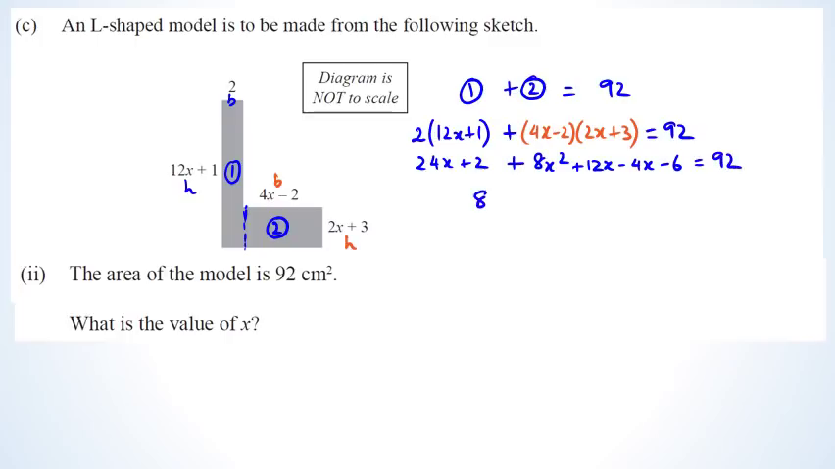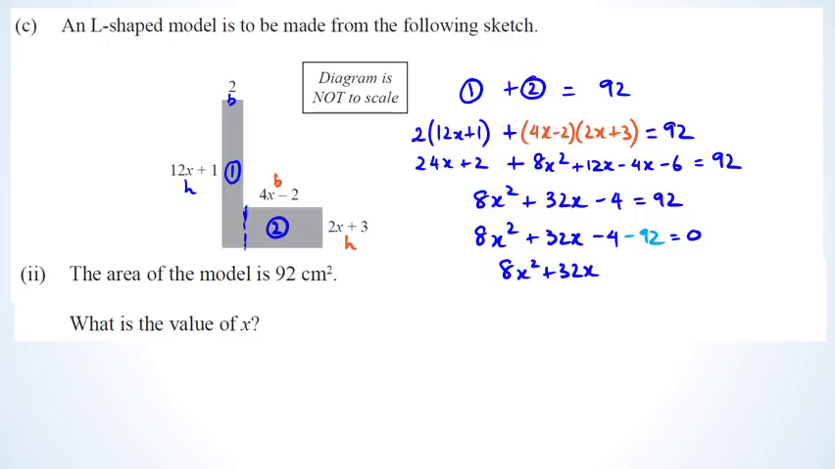So simplifying this, I get 8x squared plus, what else do I have? 24 plus 12 is 36, minus 4 is 32x, and then negative 6 plus 2 is negative 4. And all of this is equal to 92. So simplifying this, I get 8x squared plus 32x minus 4 minus 92, and that's equal to 0. So I end up with 8x squared plus 32x minus 96 equals 0.